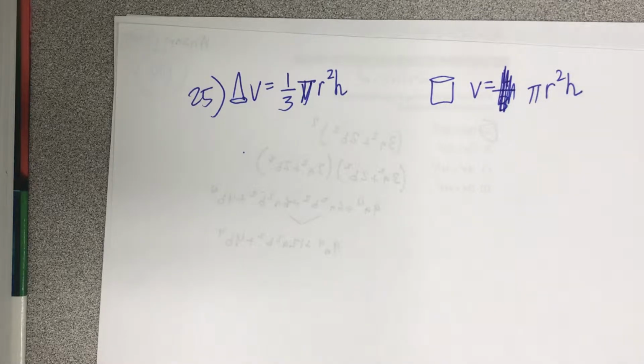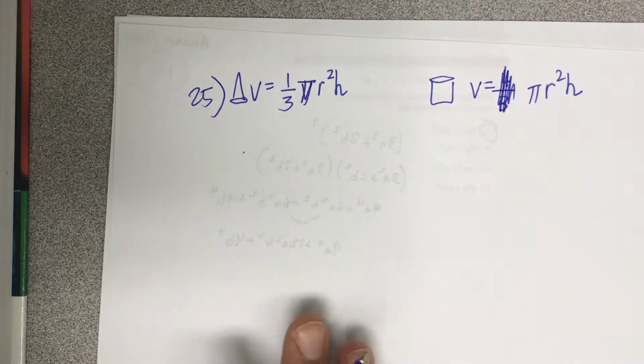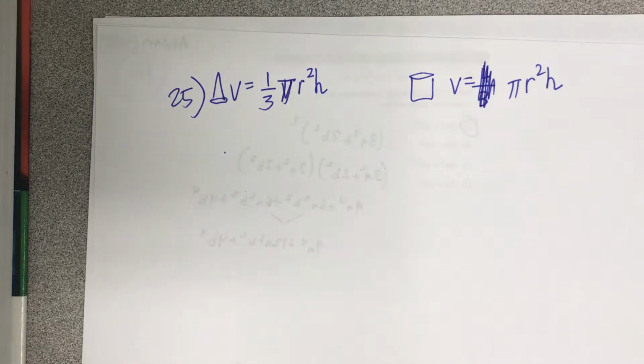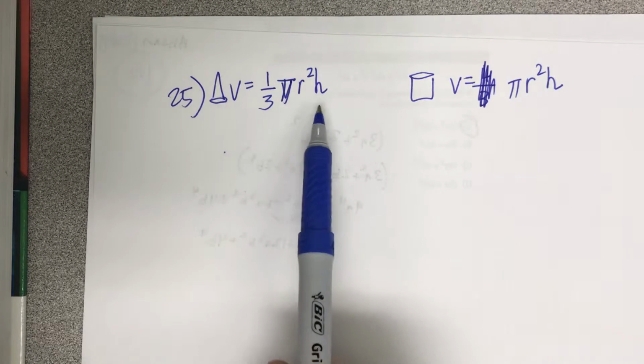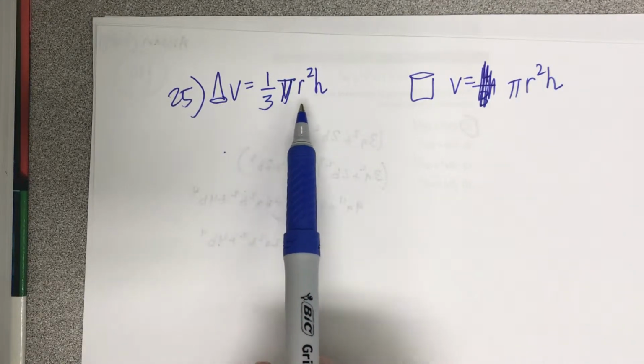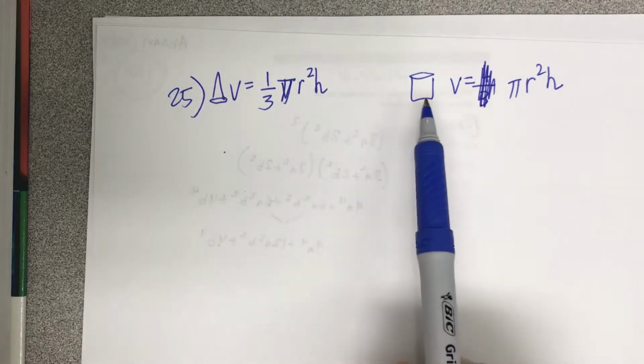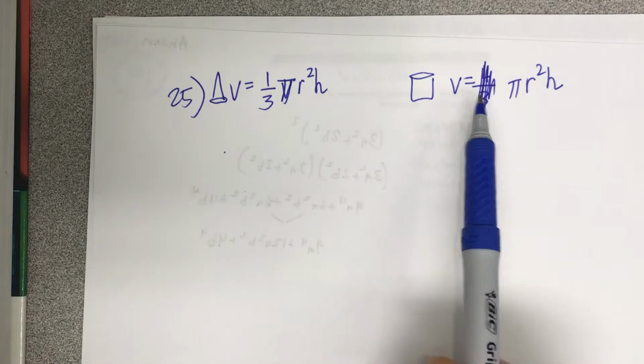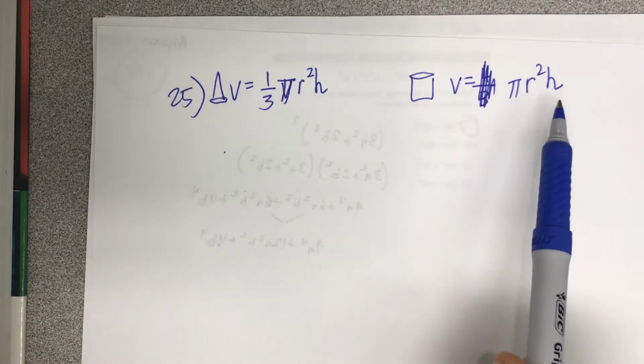For number 25, they give you this, and it looks really complicated, but it is definitely not, and it's so doable for you. And what's even great is if you look on the front of your section 4 packet, these are given. It says the volume of a cone is 1/3 pi r squared h. The volume of a cylinder is volume equals pi r squared h.